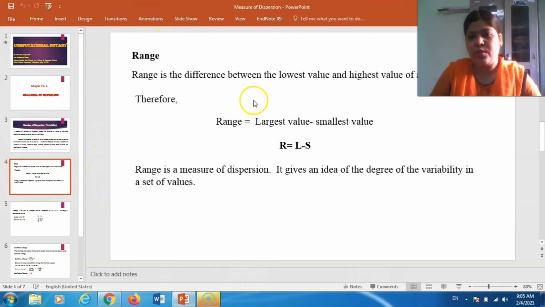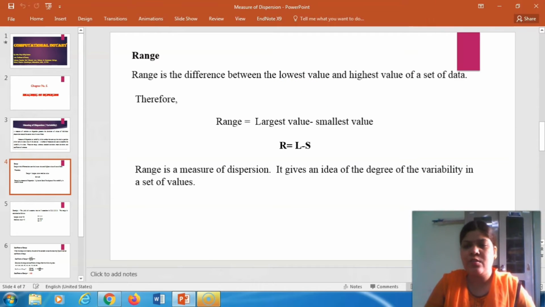Range is the difference between the lowest value and highest value of a set of data. Therefore, range is equal to largest value minus smallest value. R is equal to L minus S. This is the formula. Here you can easily understand how to know the measure of dispersion, to know the variability.